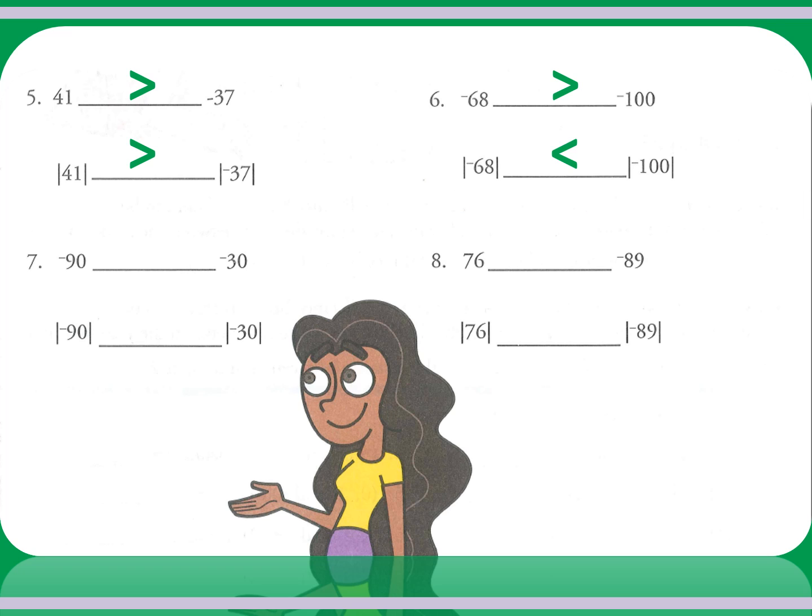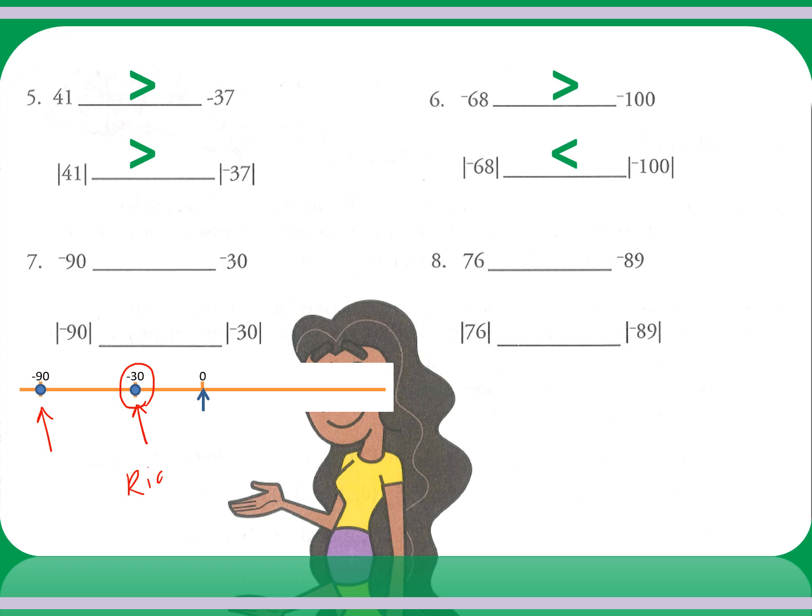Question number 7. We're comparing negative 90 to negative 30. So if we plot those on a number line, negative 30 would be located here, and negative 90 would be located here. Negative 30 is to the right, which means it's greater than negative 90. Now we're going to look at the absolute values. The absolute value of negative 30 is 30, and the absolute value of negative 90 is 90. So negative 90 is greater.